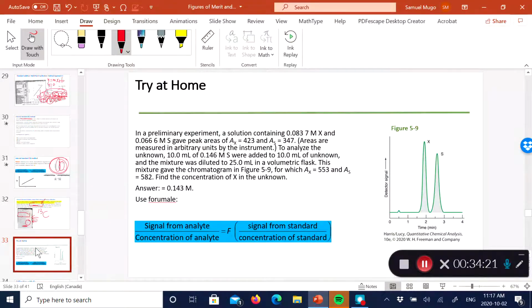So why don't you try this problem at home? It's very similar to what I've just done in the previous slide. So try that at home. Again, there's a single point calibration, and you're going to get an answer of 0.143 if you do it properly.